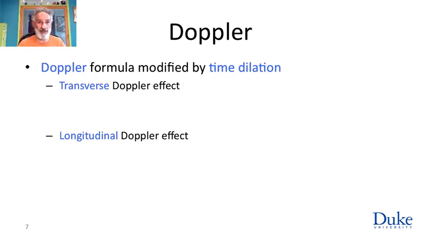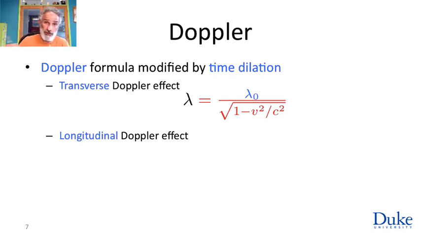The speed of light is constant. The frequency times the wavelength is always the speed of light. So there is a relativistic redshift that occurs even in the case when there is transverse motion. There is no radial motion whatsoever. And this has to do with time dilation. So there's always a redshift.